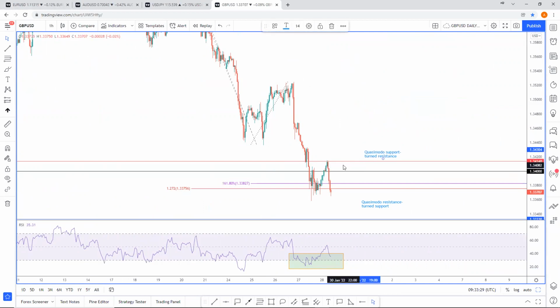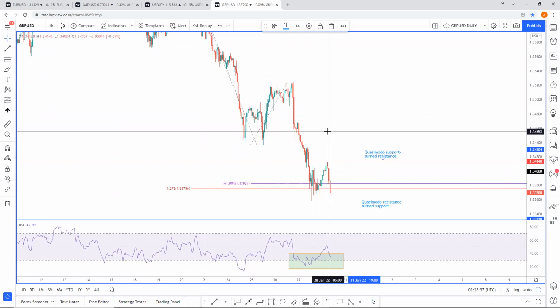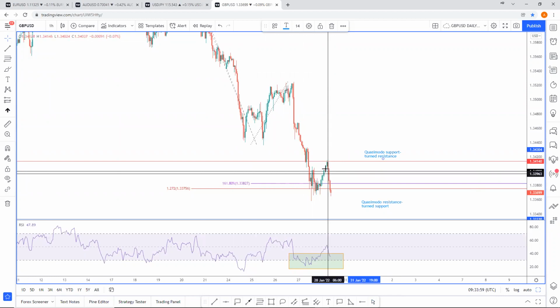Now, these are very common setups you will see in the markets. So Quasimodo supports or Quasimodo resistance, or as you can see here, a Quasimodo support turned resistance, is an ideal area to help plan where a potential stop run will occur. As you can see, we broke through the 1.34 handle, tested this level almost to the pip at 1.3414, and have since sold off, heading into Europe's opening. So this is an ideal whipsaw.